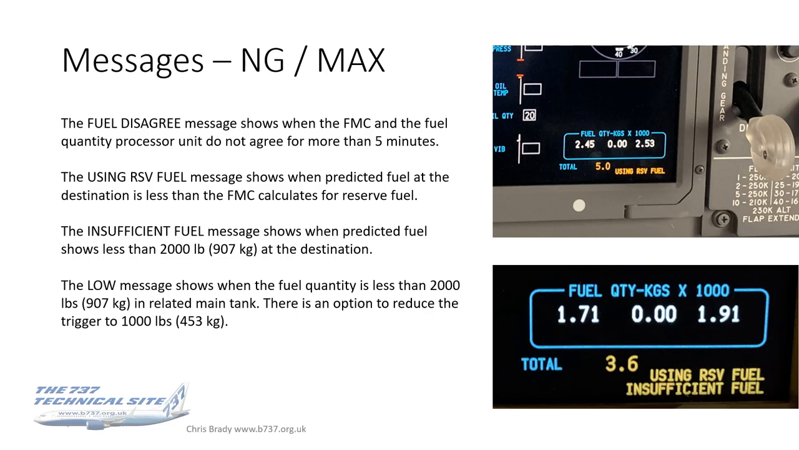for many of us, where perhaps our alternate airfield is very close to destination, we're operating some of the smaller variants of NG, the 600 or 700s, where the fuel burn is less, we would get a low message even when we were still above normal reserves. So that got fed back to Boeing, and they gave us an option to reduce the trigger down to 1,000 pounds. So it's gone from unhelpfully high to unhelpfully low, but there we go. That's what it is. Hopefully your fuel planning will mitigate you getting down to those sort of figures anyway.